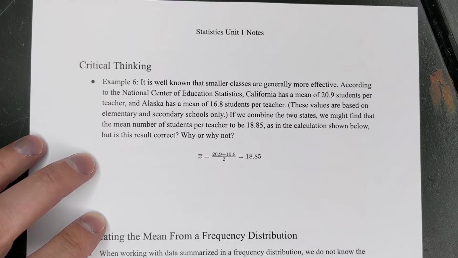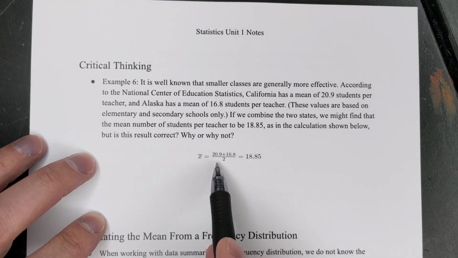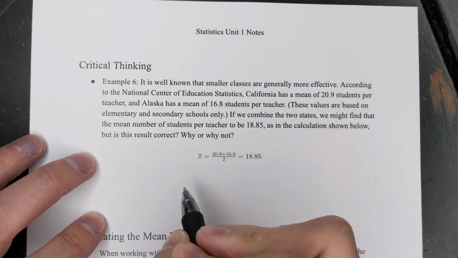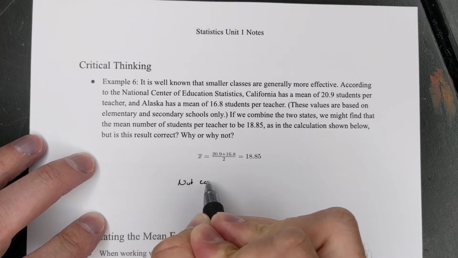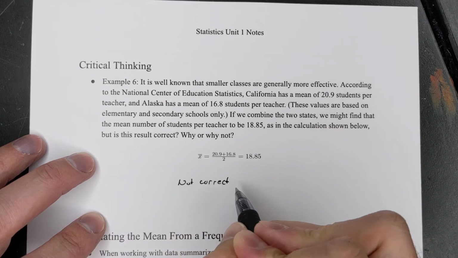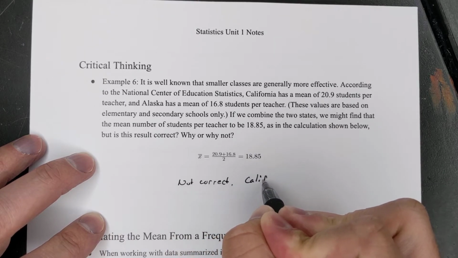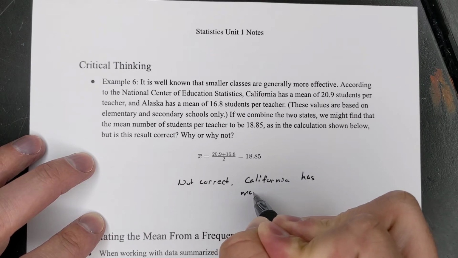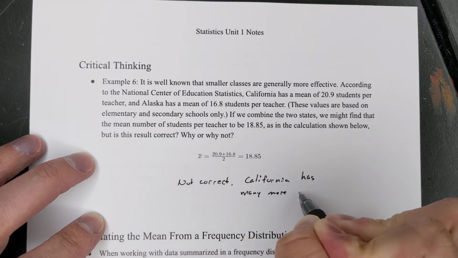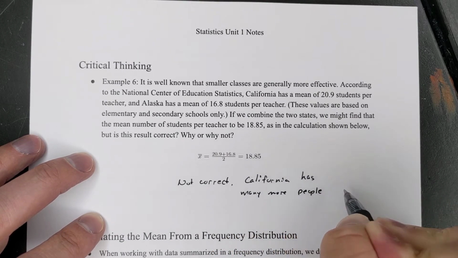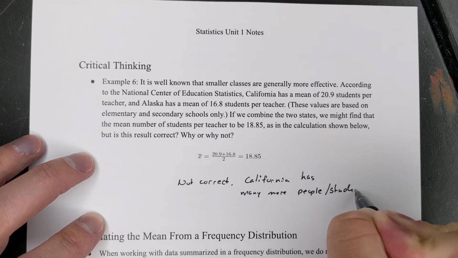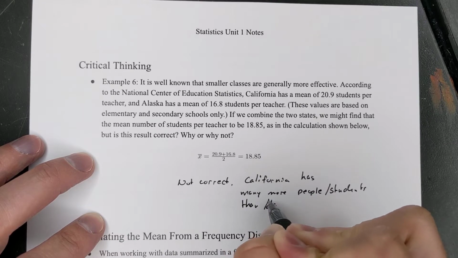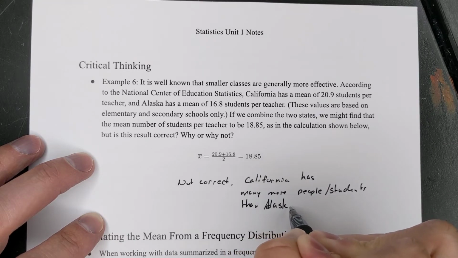But is this result correct? Why or why not? So this calculation, there's nothing wrong with the math there. This result is not correct. The reason is California has way more people than Alaska does. Or we call it students, I guess. Oops, capital A, Alaska's a state.